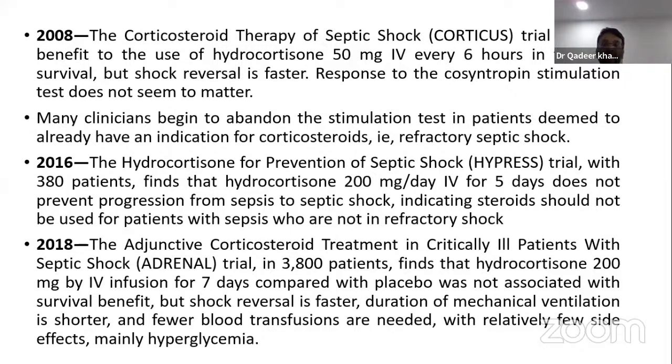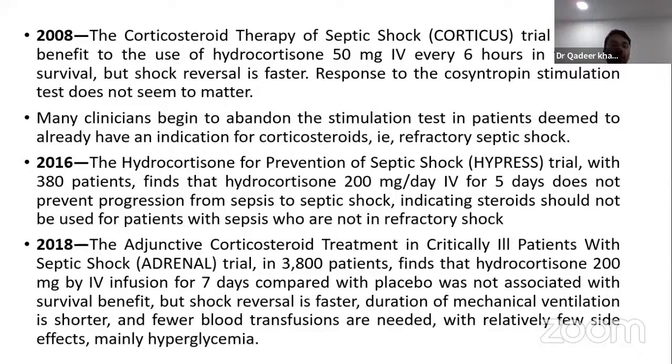In 2016, the HYPRESS trial with 380 patients was done. They found that 200 mg per day of hydrocortisone given over 5 days does not prevent the progression. With preemptive administration in patients with sepsis, they could not help in preventing patients from landing up in septic shock, indicating that steroids should not be used for patients with sepsis who are not in refractory shock.